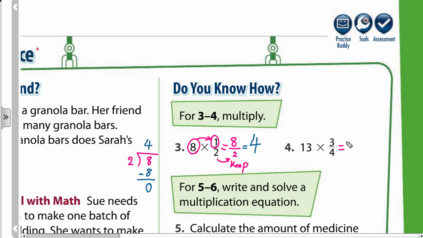Malik Tamer, yes, teacher. Go ahead. Okay, 13 times 3. Okay, 3 times 3 equals 9. 9, 3 times 1 equals 3. 39 over 4. Excellent. This is an improper fraction.